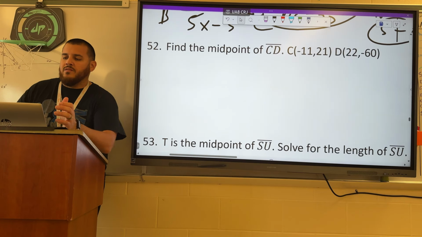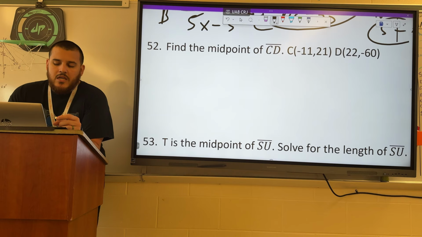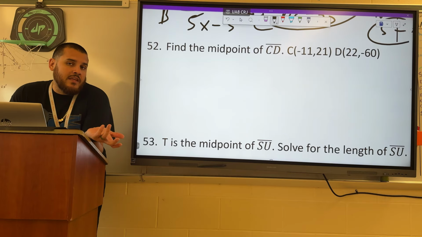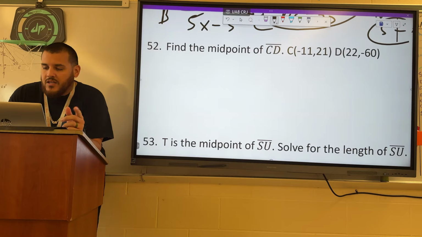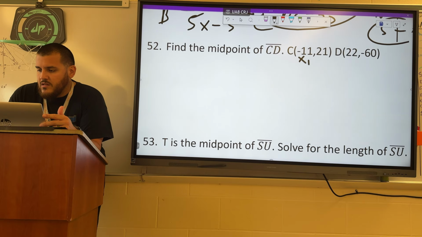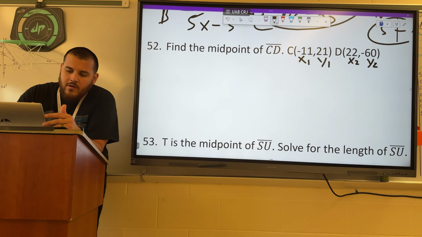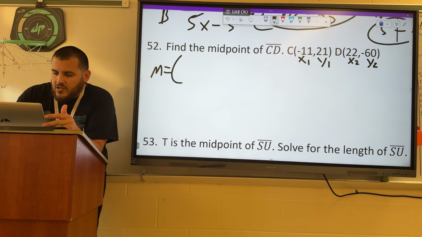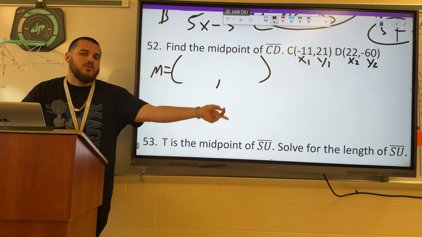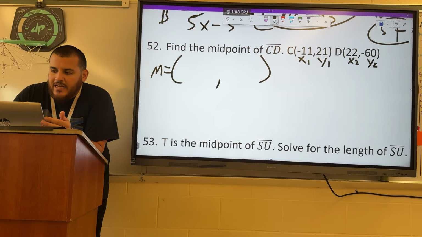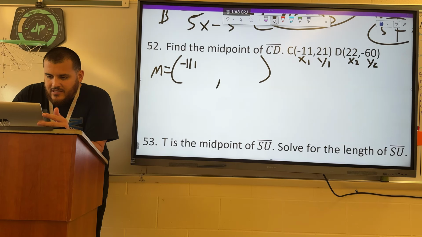We have to find the midpoint of a segment with given endpoints. There's a formula for a midpoint, and we have that on our reference sheet, so you do not have to memorize it. We do not have to use it. We have to know how to use it, though. So we're going to label our points, x1, y1, x2, y2, and we're going to plug those into our midpoint formula, which has a little shell like this because it gives us the location of a point, an x-coordinate and a y-coordinate. And we find the x-coordinate by taking our x1, in this case negative 11, adding it to our x2, which is 22, and then dividing it by 2.